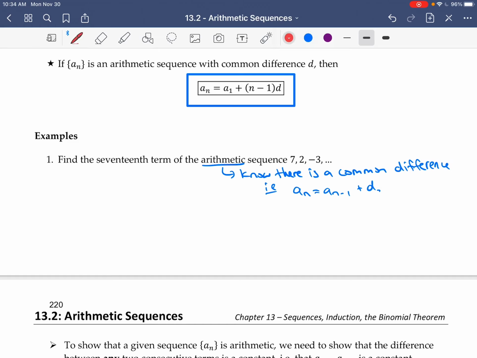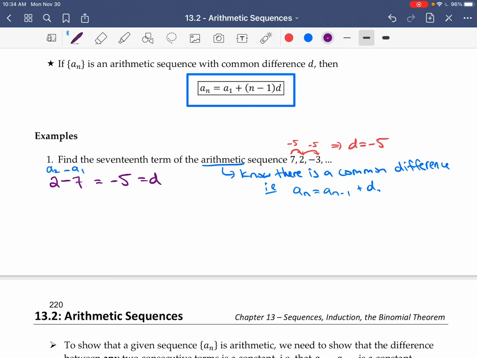So you could just say, okay, to get from 7 to 2, I want to subtract 5. To get from 2 to minus 3, I also subtract 5. So that tells me that my d is going to be minus 5. Or you could say just take 2, so this is a2 minus a1. Okay, this is going to be our common difference d. So any two terms you could subtract.